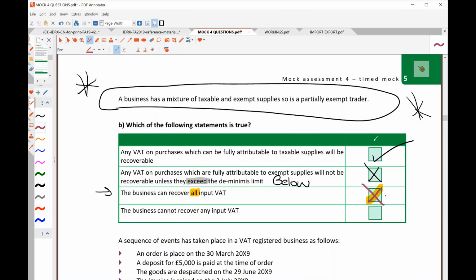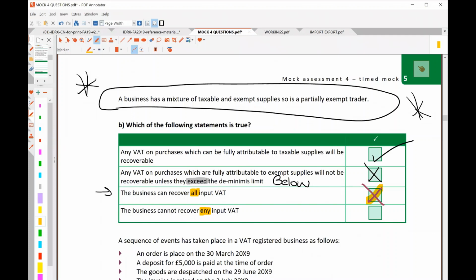Right. What about this last one then? The business cannot recover any input VAT. She sort of said "any" in a bit of a weird voice. That's right. Why is it false, Ingrid? Or anyone, why is it false? It is the same again, apart from they can't say you can't recover it all, because you can recover the taxable element. So again, the key word that they've used there is that. If it had said the business cannot recover any exempt supplies or VAT on exempt supplies, that'd be true, but that's not what it says.